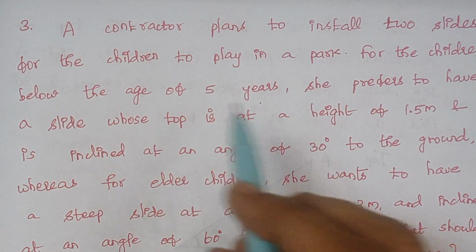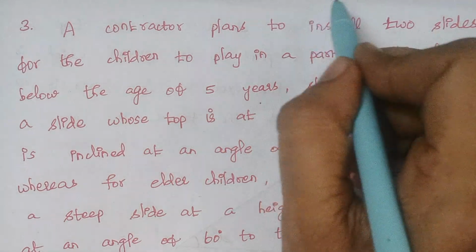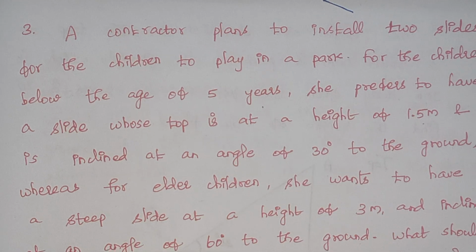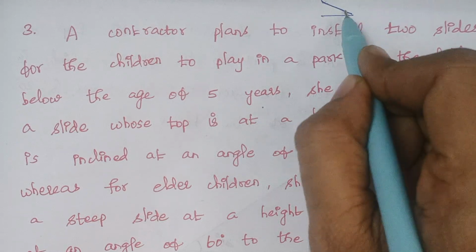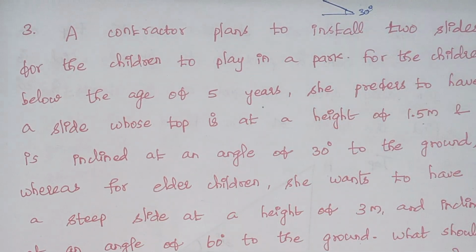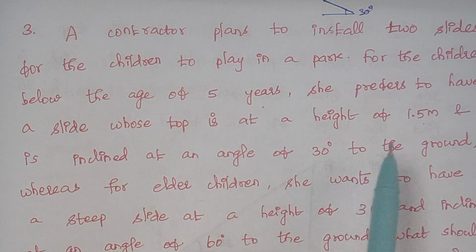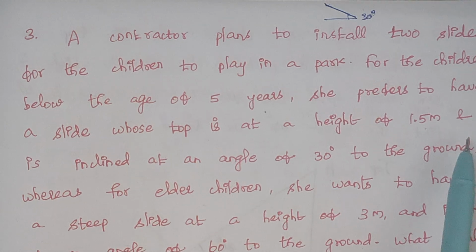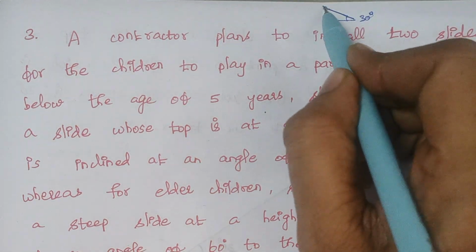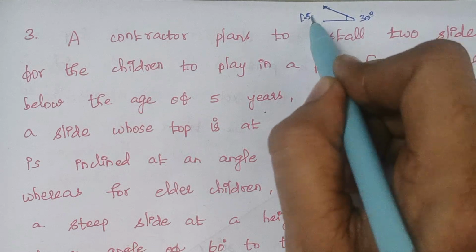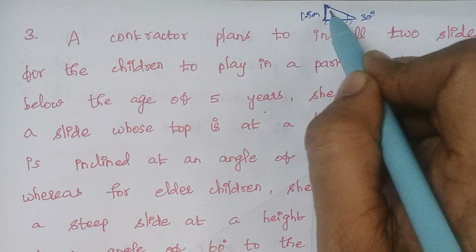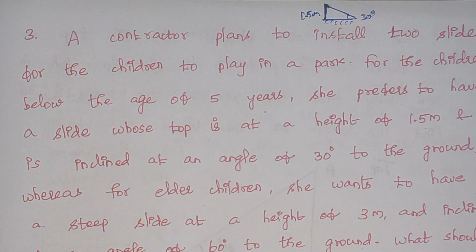So, okay, a contractor plans to install a slide. So this is how a slide is, right? This is how a slide is. So what is the angle? You see, it makes an angle of 30 degrees with the ground. So here the angle is 30 degrees. And whose top is at a height of 1.5 meters, right? So this is your top portion of the slide, and this is 1.5 meter from the ground. Okay, this is your ground. So this is your ground and it is 1.5 meters here.